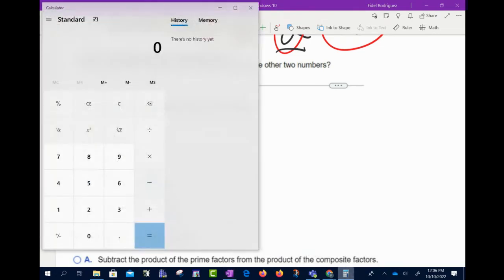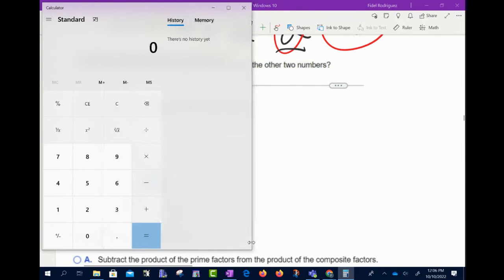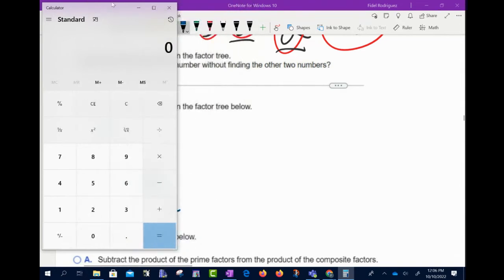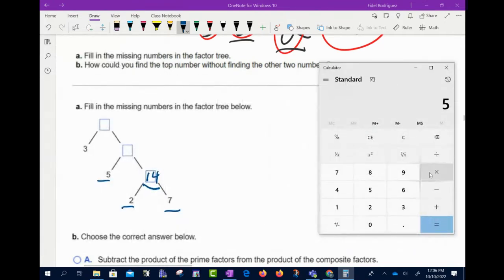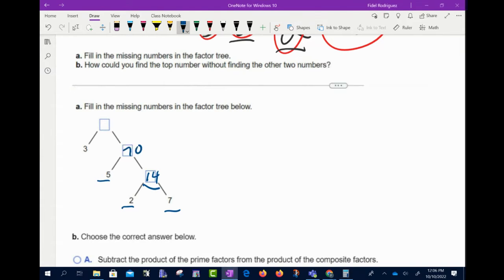So look, let me grab my calculator. Whoa, maybe not that much. What's 5 times 14? 70? Okay, let me just, there we go. See if I can do this too. Okay. Yeah, so 5 times 14, I believe you. It's 70. Yes, it is. So we're going to put a 70 right here. And then we're going to take 3 times 70. That should give us something like 210, right? Okay, so we found the missing values, okay?